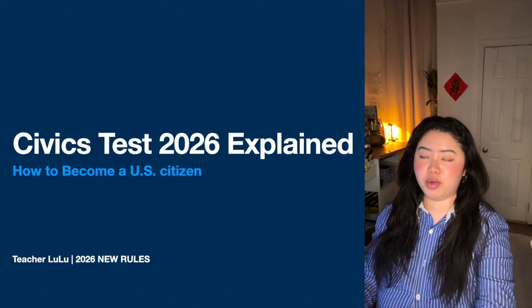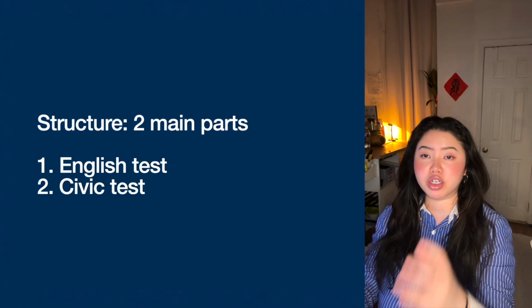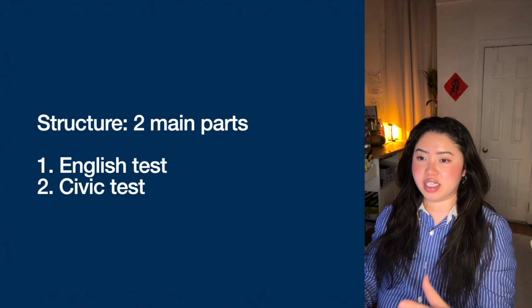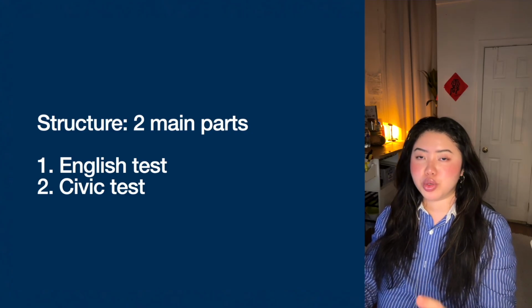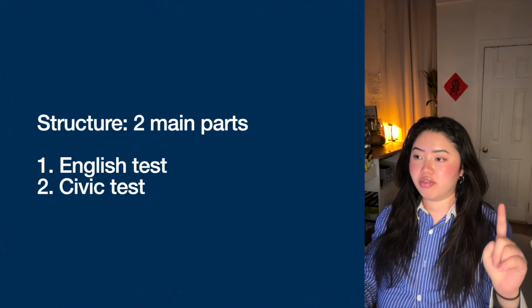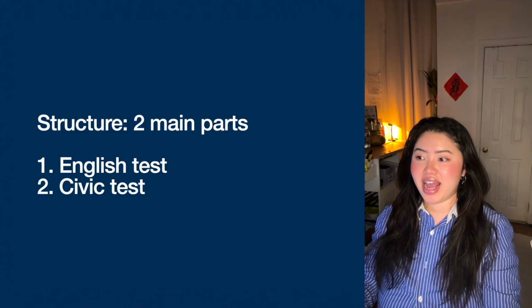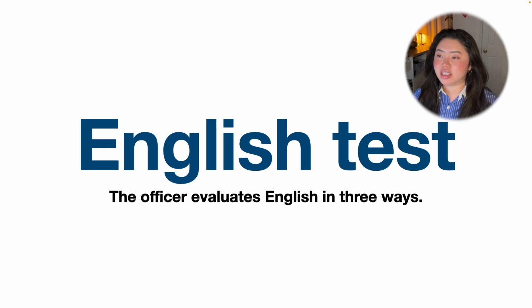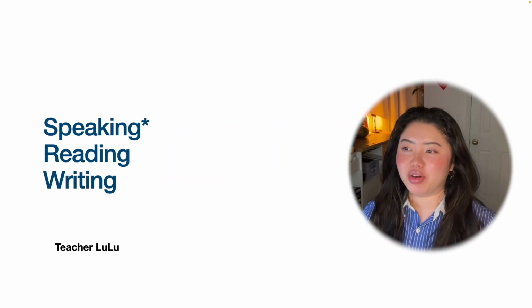So first, I want to explain the structure of this civics test. It has two main parts. First, the English test, and then second, the civics test. The English test is when the officer evaluates your English in three ways. The three ways are speaking, reading, and writing.